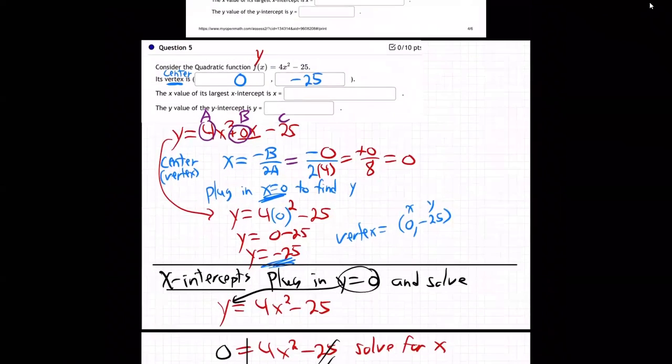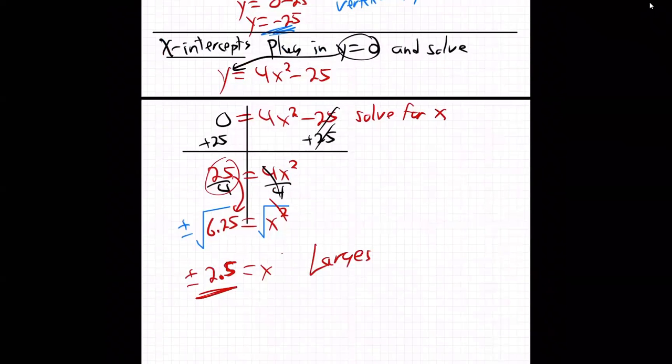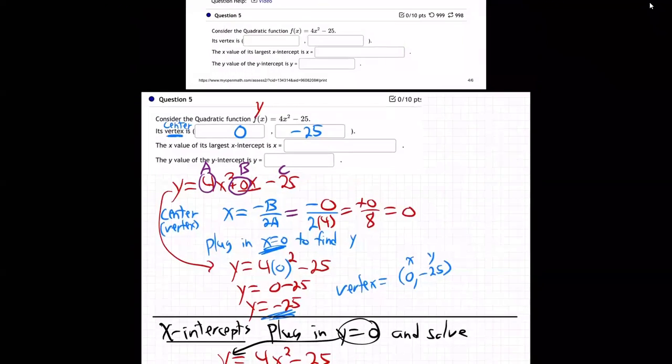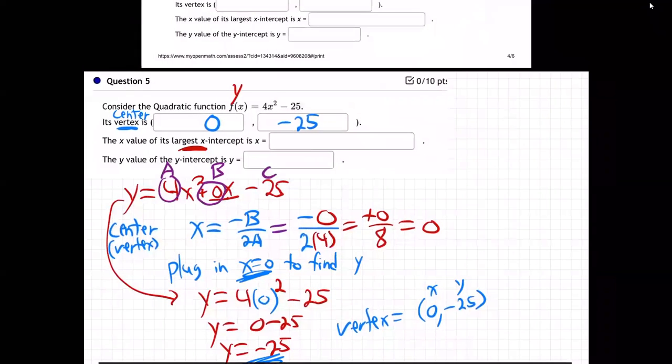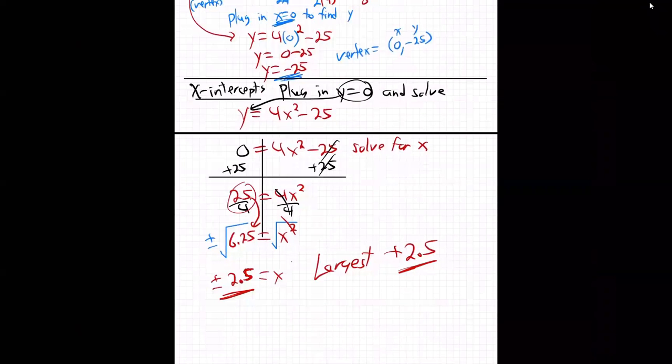Now, so there's 2 values here. The largest one is the positive 2.5. The smallest one is the negative 2.5. And up here, they ask for, notice, the largest. So that'd be 2.5 on that. Now, having said this, there's another way.